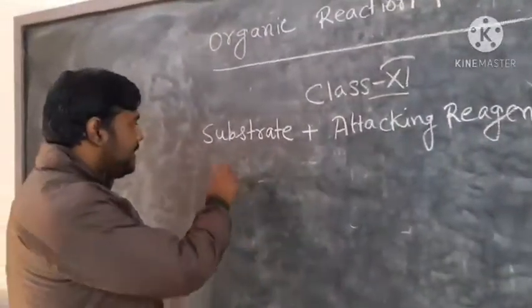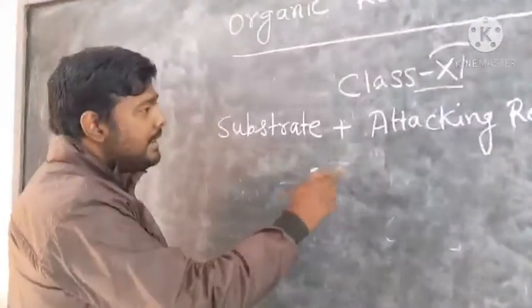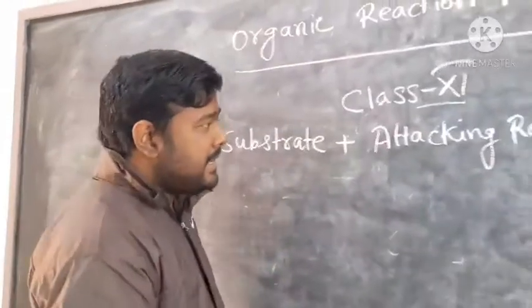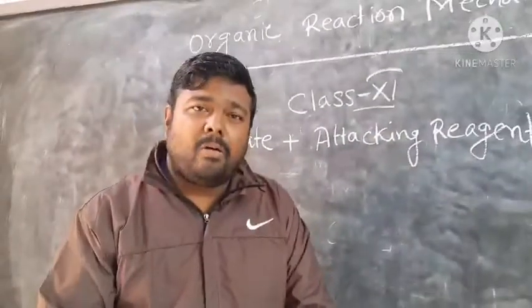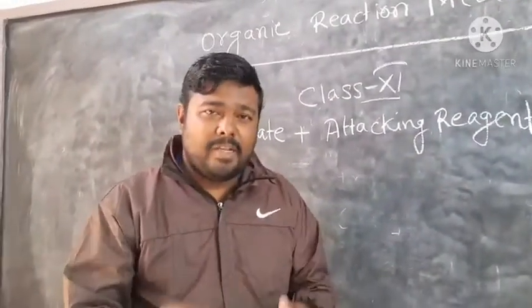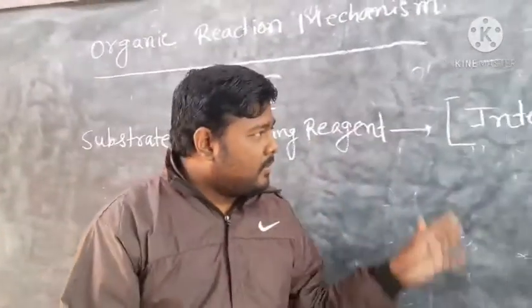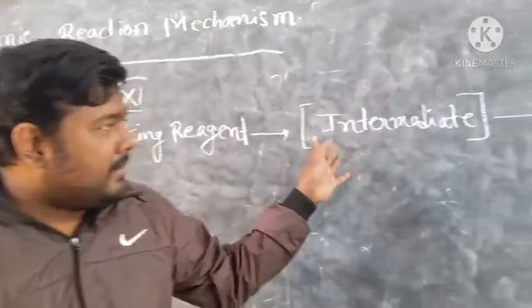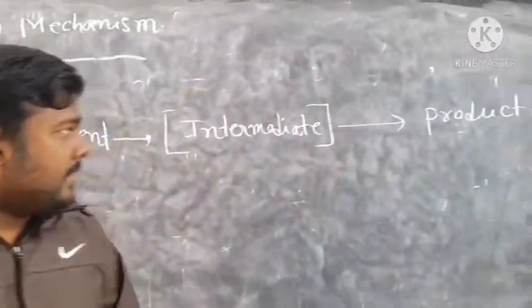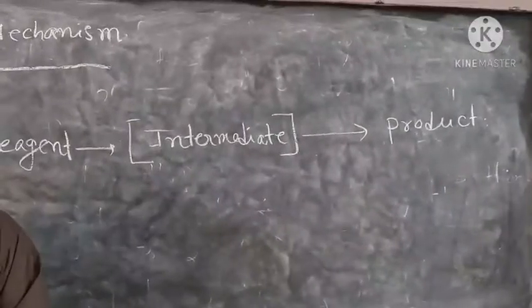The substrate means the organic molecules on which the attacking reagent attacks. The attacking reagent may be an electrophile or a nucleophile. That I am coming to in detail later. So this is the main thing: the intermediate will be formed, and from this intermediate the product will be formed. This is the organic reaction pathway.